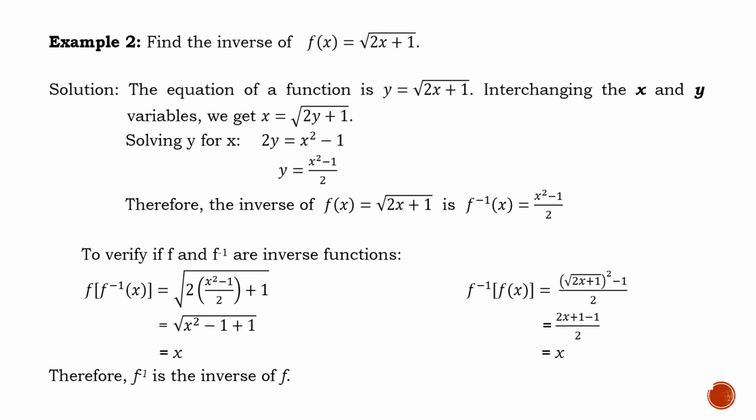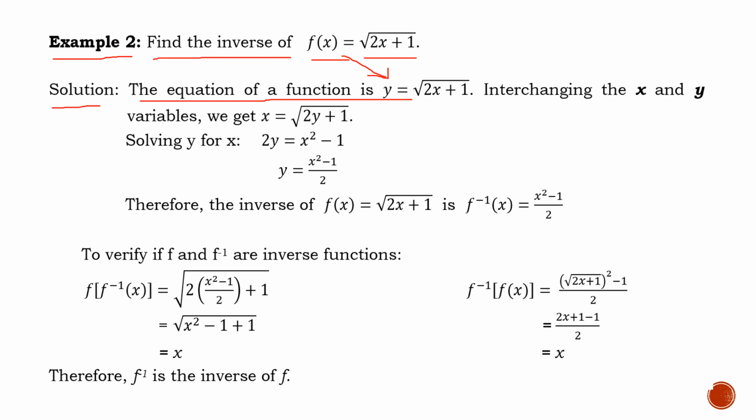So for example number 2, find the inverse of f of x is equal to square root of 2x plus 1. So for the solution, the equation of the function is y is equal to square root of 2x plus 1. We rewrite this original function by simply replacing your f of x with y.